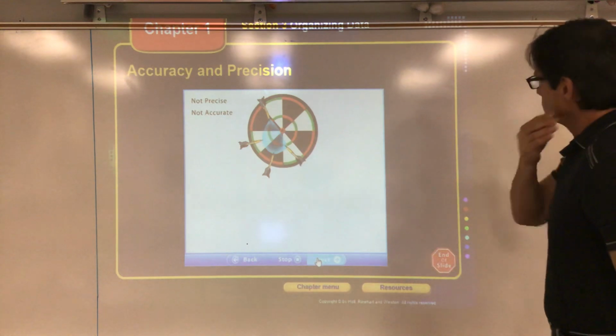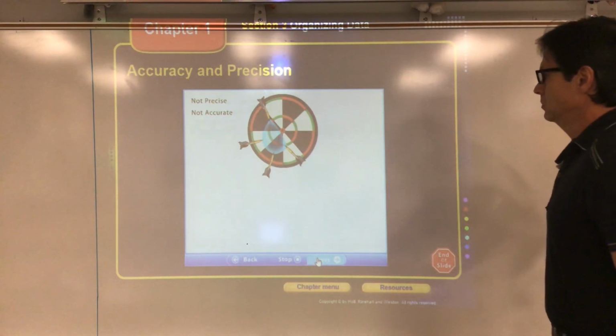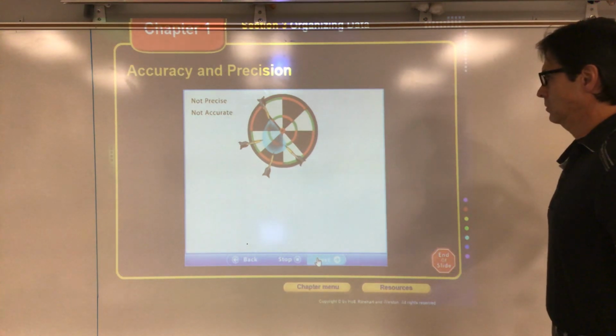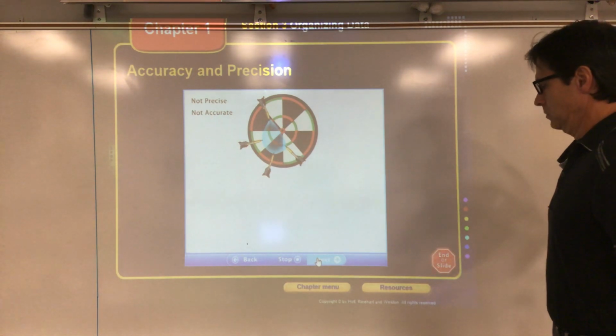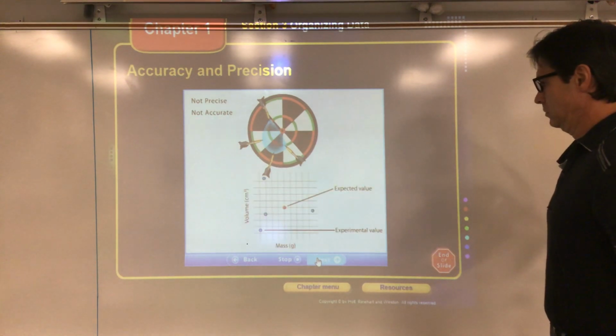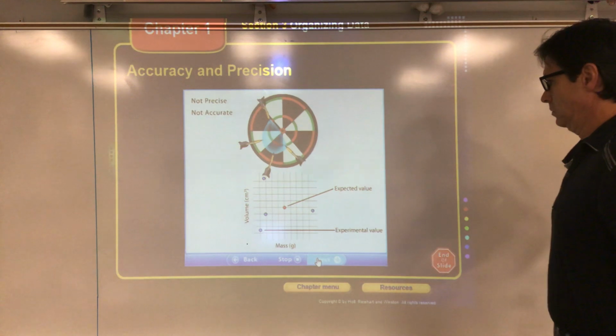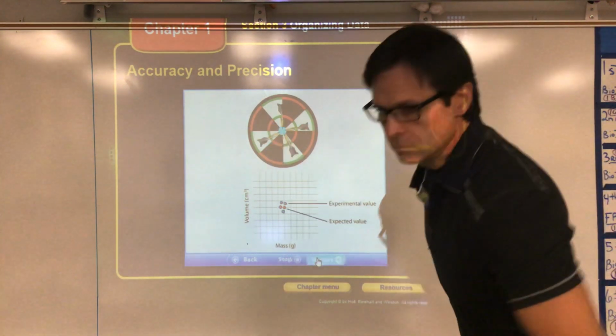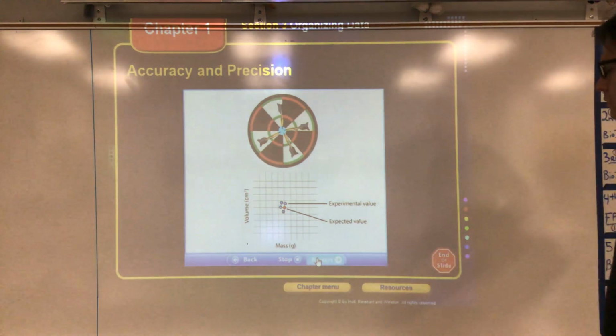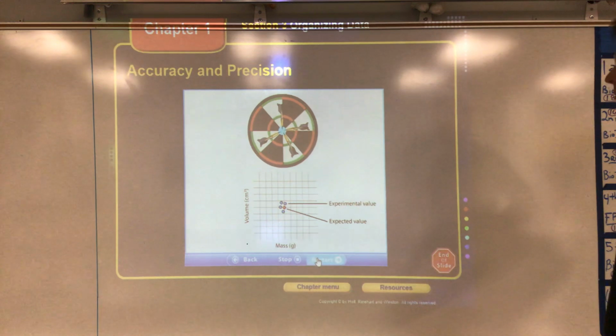Here we have a set of throws that are neither clustered together nor very close to the target. This set of throws is not precise and not accurate. These experimental results, likewise, are not precise and not accurate. When looking at experimental data, precision lets us know the experiment was done carefully in a controlled environment. Accuracy suggests that the experiment has accounted for all factors that might affect the system being studied.